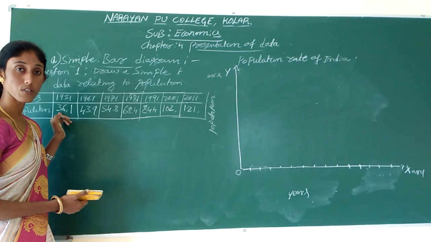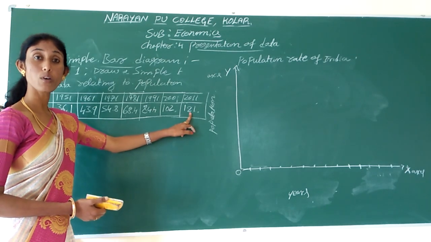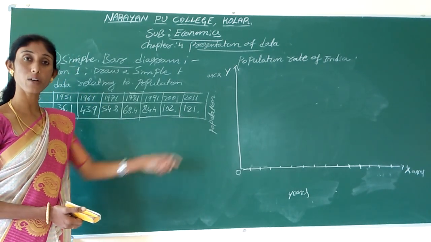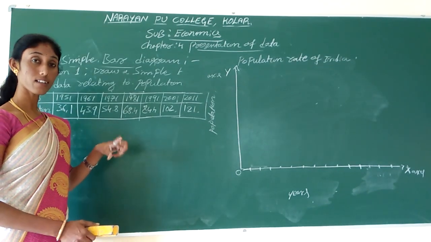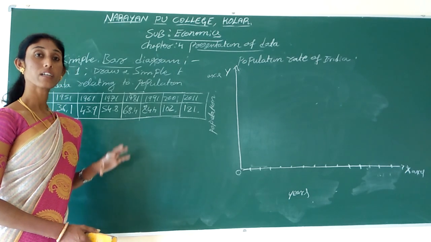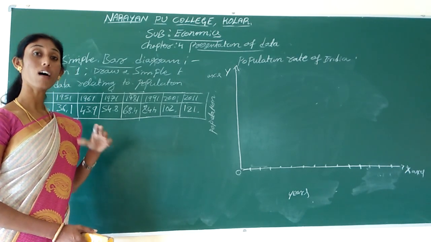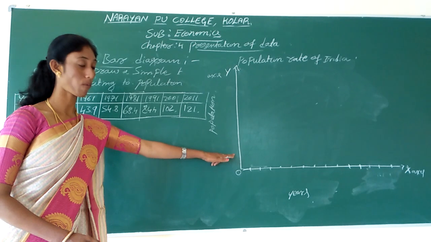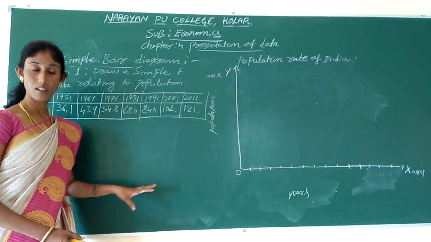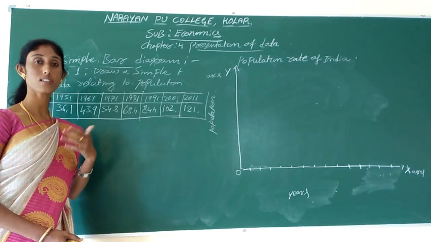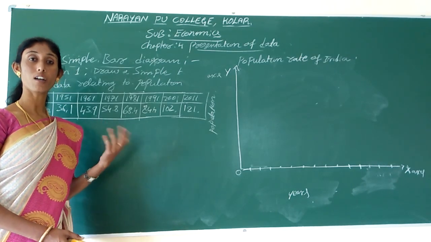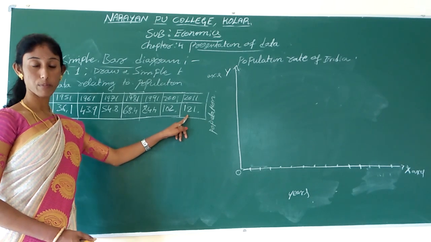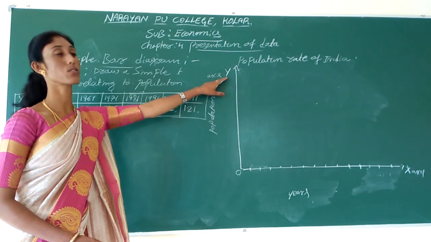The minimum value starts from 36 and the maximum value is 121. The class interval is the distance between one point and another. We can take 5, 10, 15 or 20 as the class interval, but the distance between each point must be the same. Now the values go up to 121, but if you take 10 as the class interval, it will end at only 100.